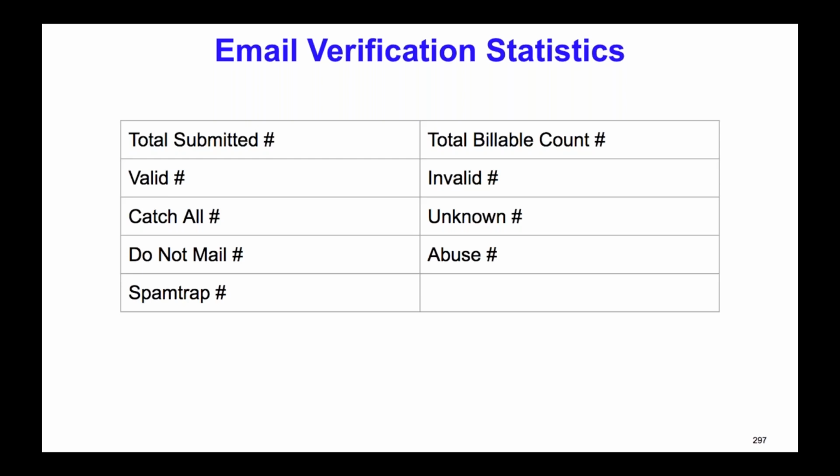As you can see, how many were submitted, and then how many billable counts. So let's say you submitted 100, 10 are unknown, 90 we are able to validate. So the billable count becomes 90. And again, how many were actually valid out of 90, how many invalid, how many catch-all, how many unknown, how many do not email, how many abuse, and how many spam trap. So we capture all this information in the email verification job.